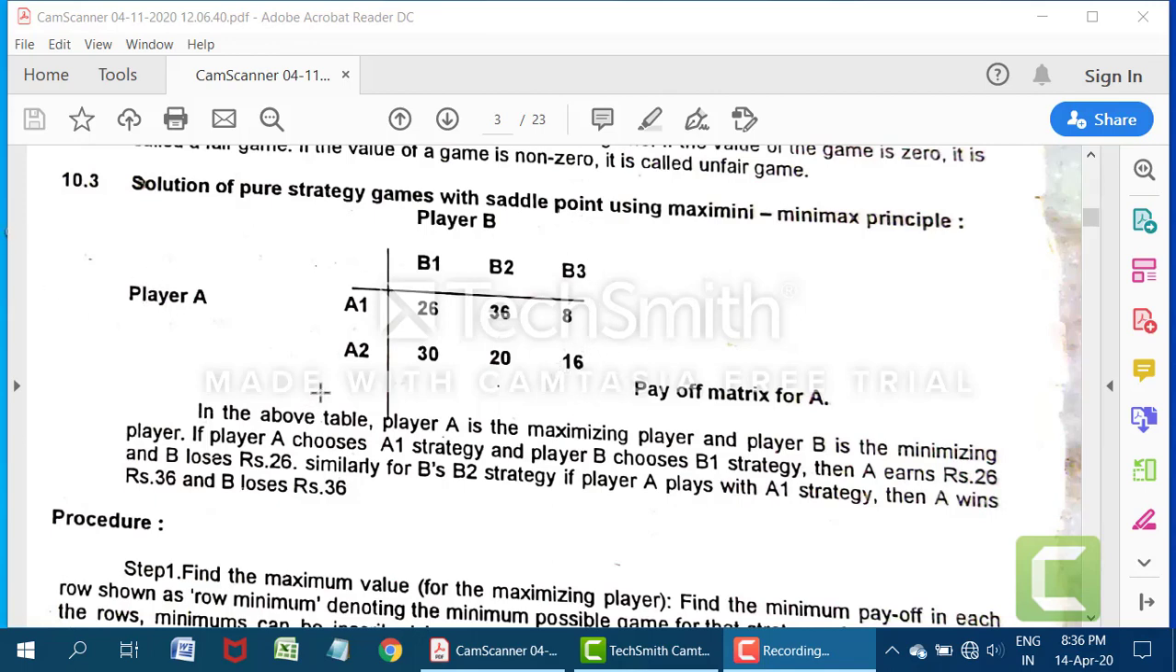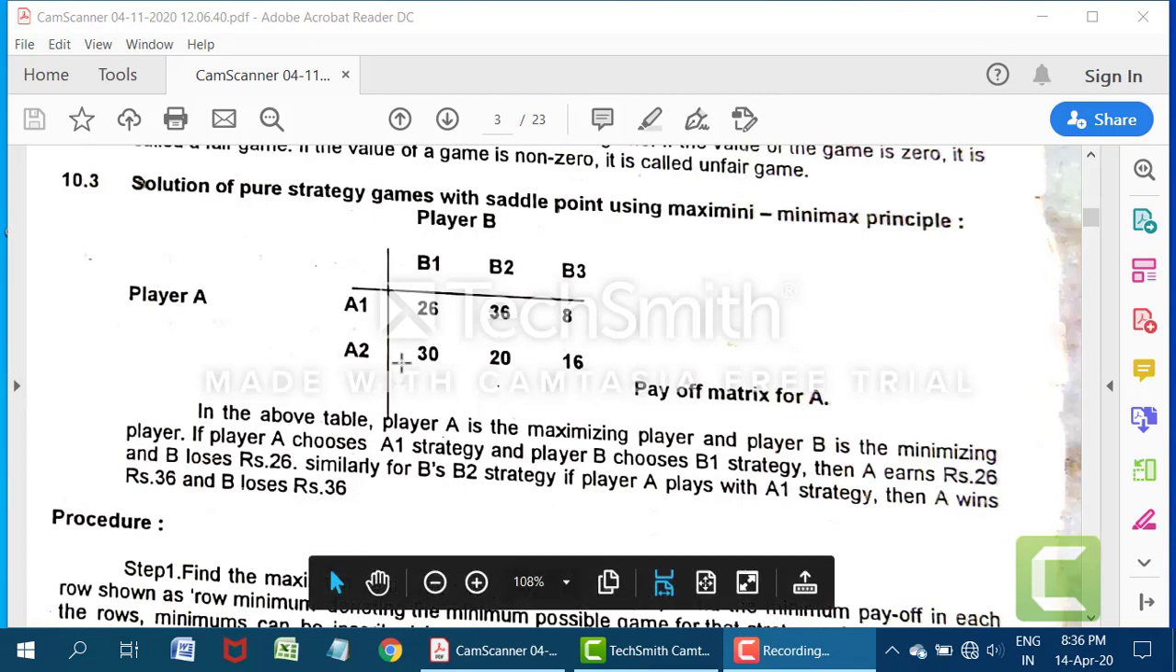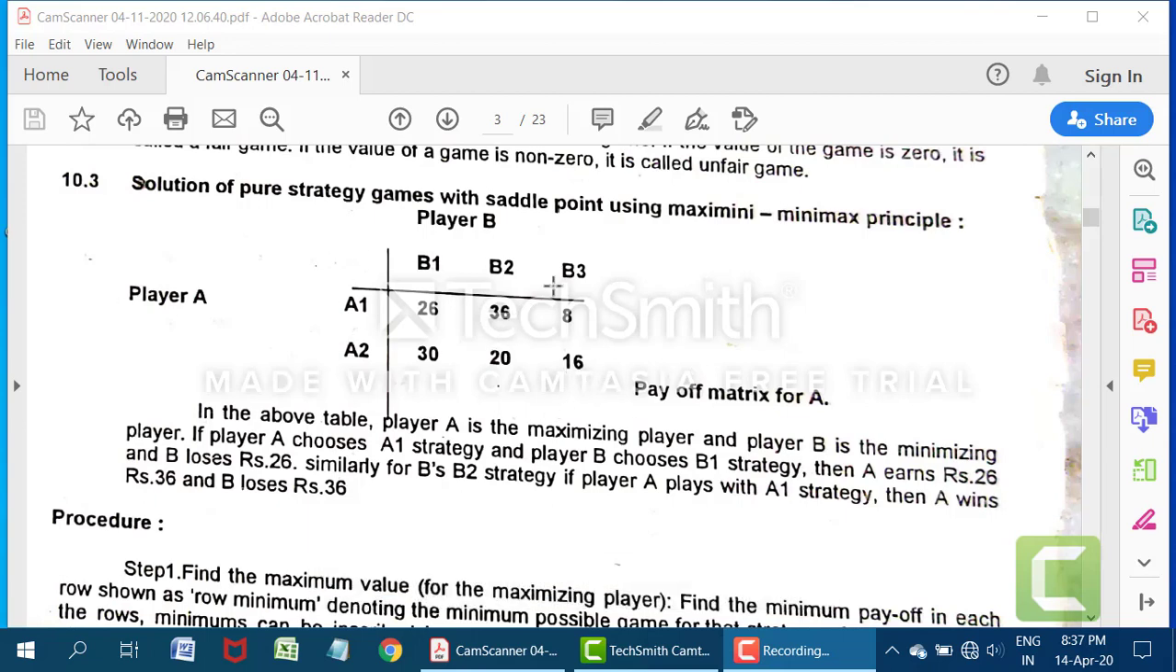If A plays his best pure strategy A2, and B plays his best strategy B3, the value of the game will be 16. That means 16 rupees will always be the gain to player A on average. In a series of games, player A will always choose A2, player B will always choose B3. And all this initial data given is based on history. So that is about pure strategy games, the solution using the maximin, minimax criterion.